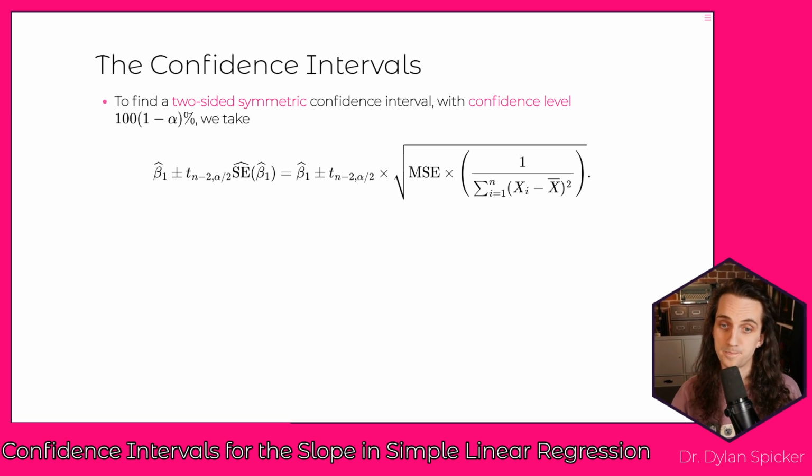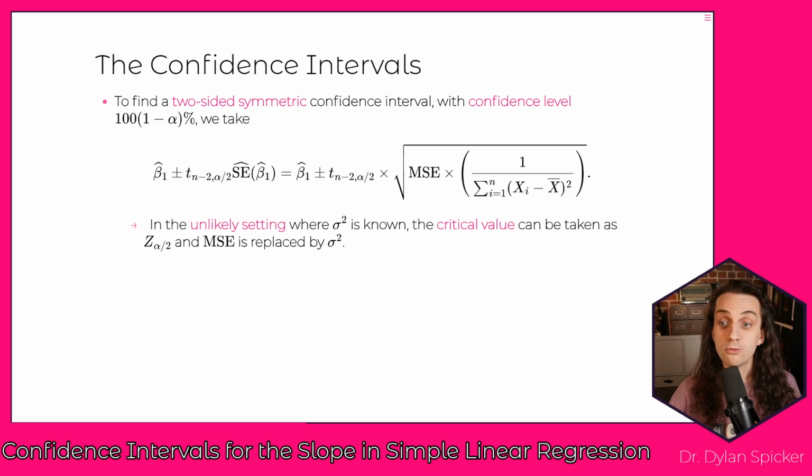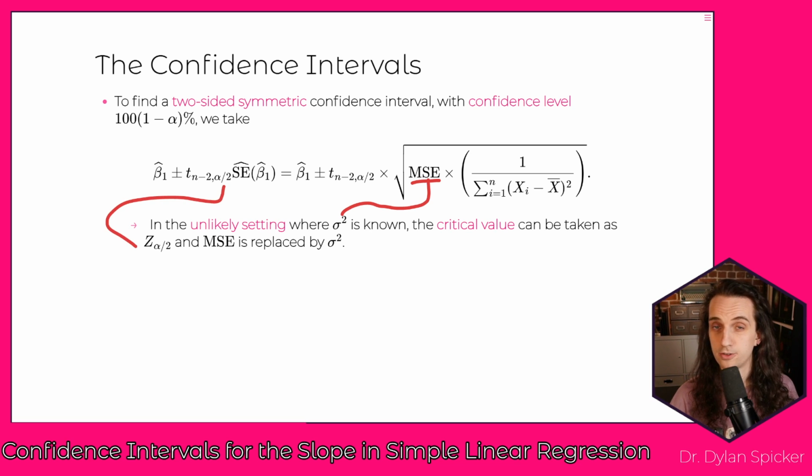sampling distribution here. Now, if we happened to know what sigma squared was, then what we can do is replace this MSE with sigma squared, and we can replace our critical values with z alpha over 2.